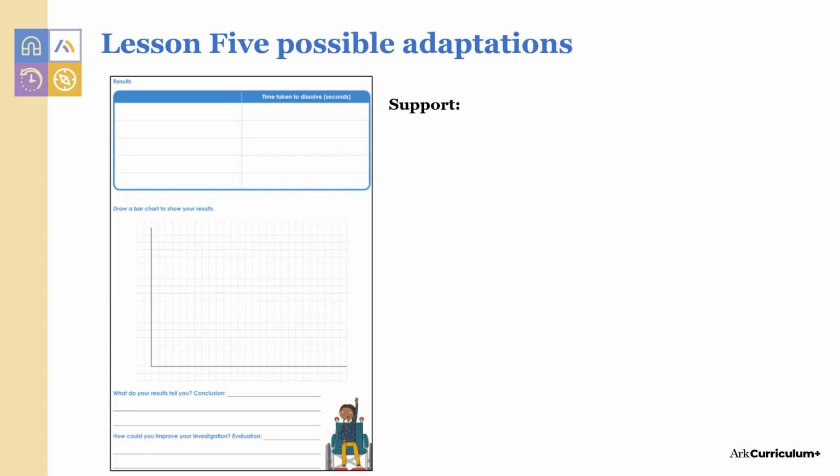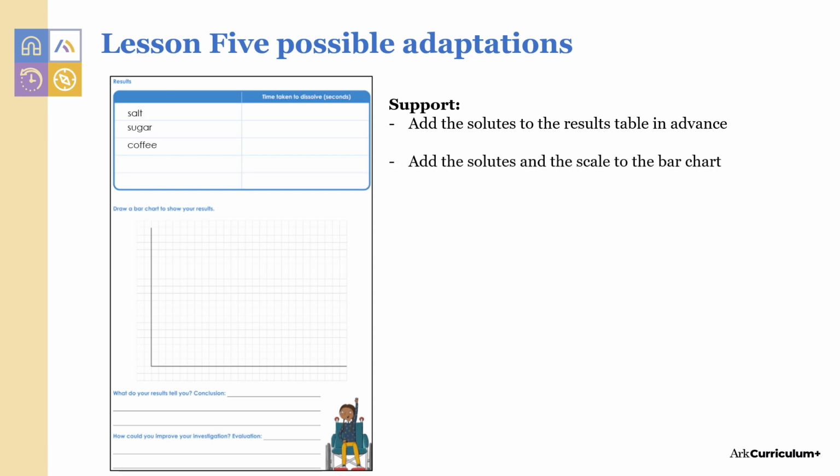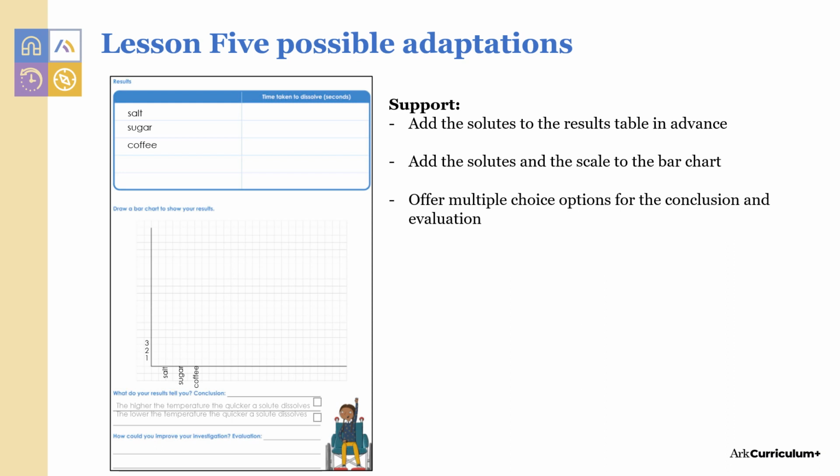In Lesson 5, pupils need to record their results from an investigation and draw a bar chart. Support pupils by adding the solutes to the results table in advance, by adding the solutes and the scales to the bar chart, by offering multiple choice options for the conclusion and the evaluation. Stretch pupils by asking them how you are keeping the investigation fair.